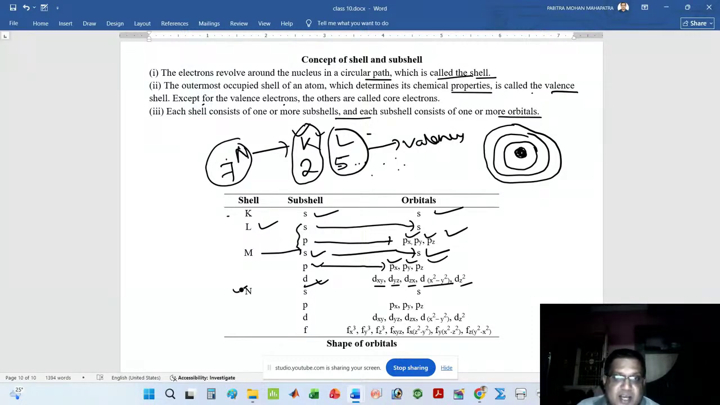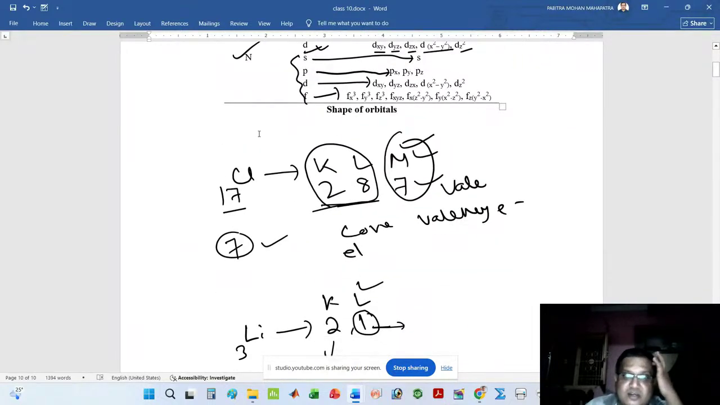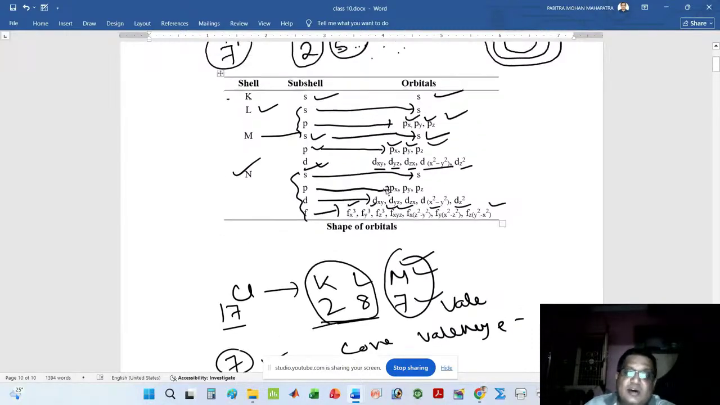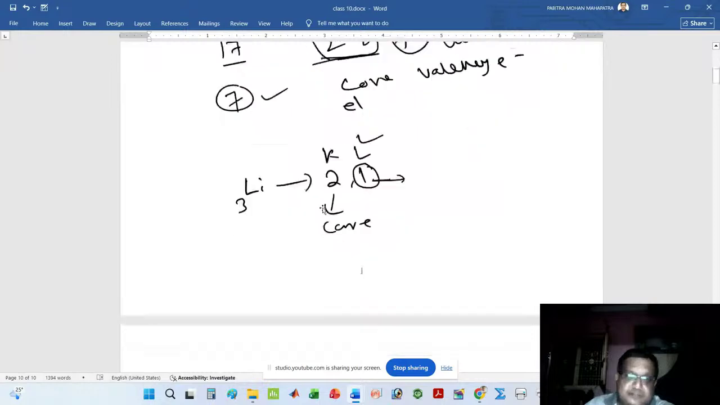Let me think about the N cell. The N cell has four subcells. s has the s orbital. p has three orbitals, already discussed. d has five orbitals, already discussed in the M cell. f has seven orbitals. Let me make it clear here. The orbitals are fx cube, fy cube, fz cube, fxyz, fx z square minus y square, fy x square minus z square, fz y square minus x square. These are the seven orbitals belonging to the f subcell.